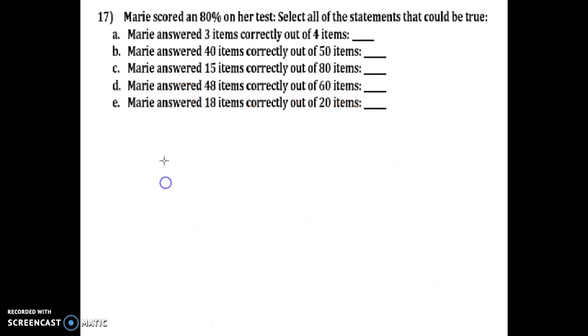Good job. Marie scored an 80% on her test. Select all of the statements that could be true. So 80%. So again, percents are always out of 100. So I'm just going to put my percent over 100. And now we have equivalent fractions, right? First one says 3 items out of 4. So 3 out of 4.